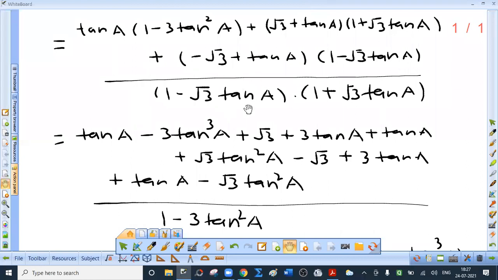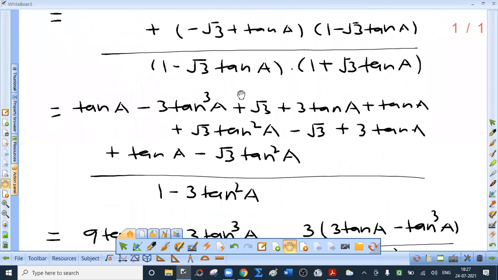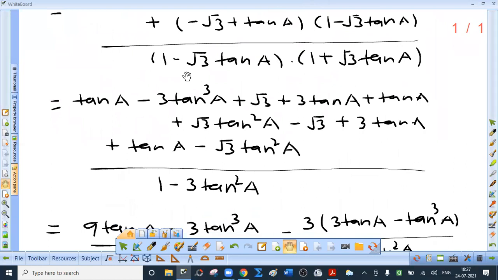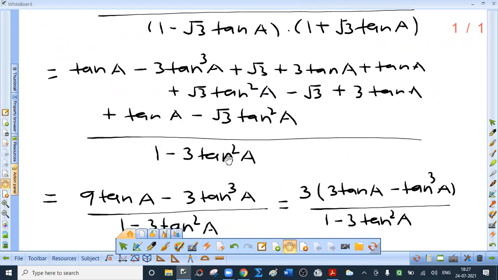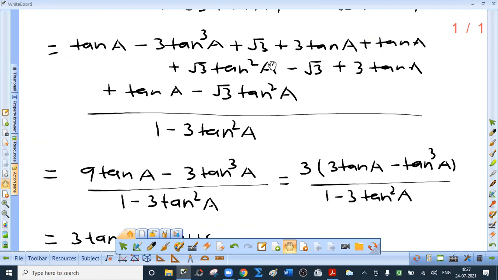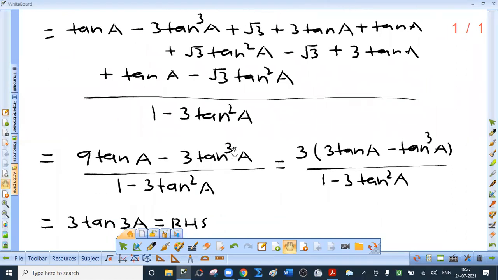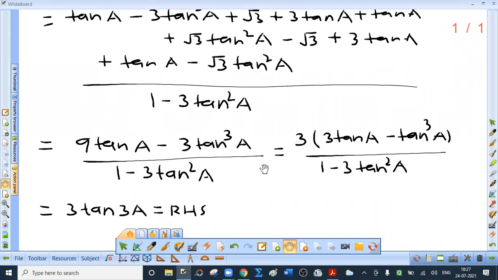So if you open all the brackets, you have to be very careful. What about denominator? A minus b, a plus b, a square minus b square. See, these are the terms in the numerator. On simplification, you get 9 tan A minus 3 tan cube A. Take 3 common to get 3 into what? 3 tan A minus tan cube A upon 1 minus 3 tan square A. This is expansion of tan 3A. So we get 3 tan 3A, which is nothing but right hand side.